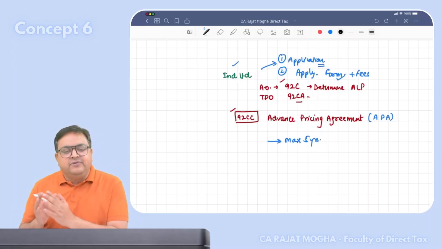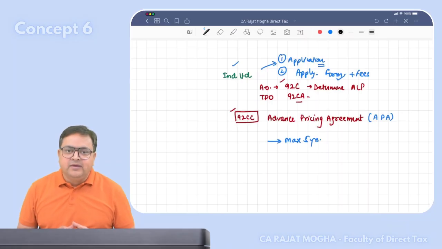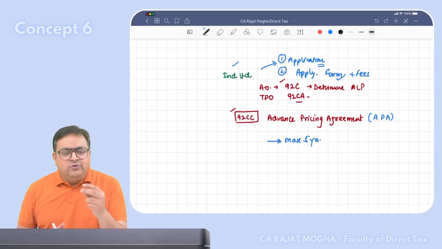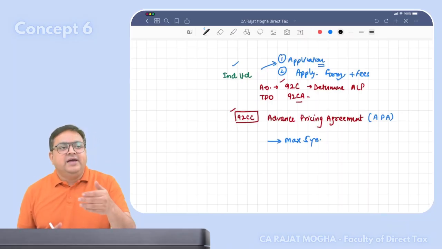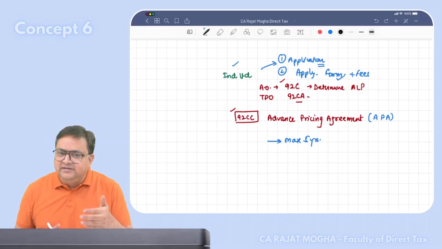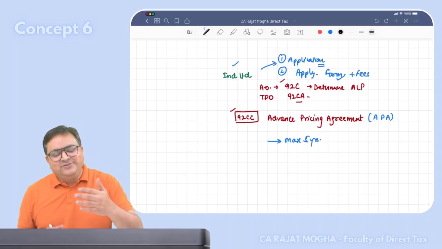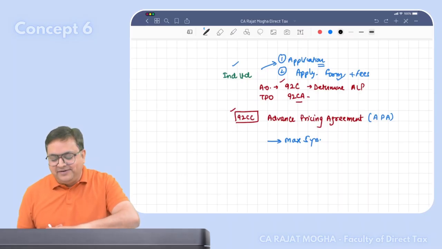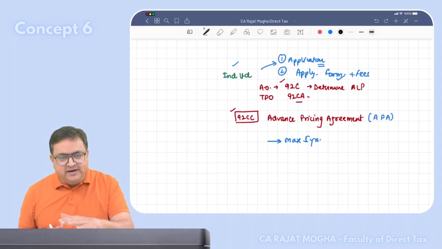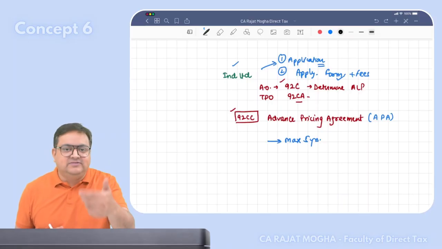So maximum for 5 years, it can be valid. Correct. So now the question could be, sir, can we apply for next 6 years also? No, maximum 5 years. So if it is 6 years, after 5 years, this APA will actually be expired. And after that, you have to follow the process once again.